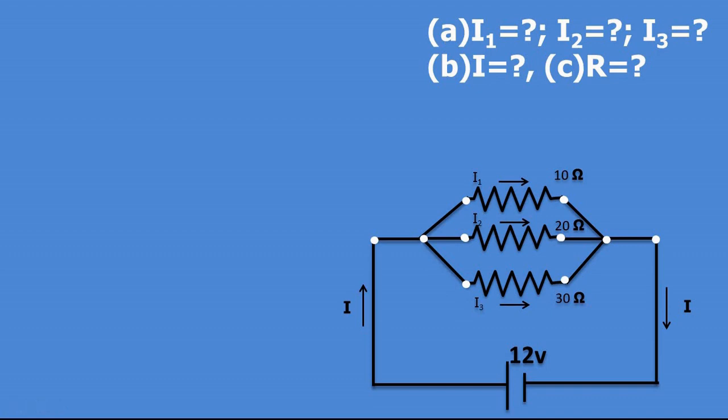We have to find out A: I1, the current flowing through the 10 ohm resistance, I2, the current flowing through the 20 ohm resistance, and I3, the current flowing through the 30 ohm resistance. B, the total circuit current I, which is flowing through this circuit. And C, the effective or equivalent resistance of the combination of these three.